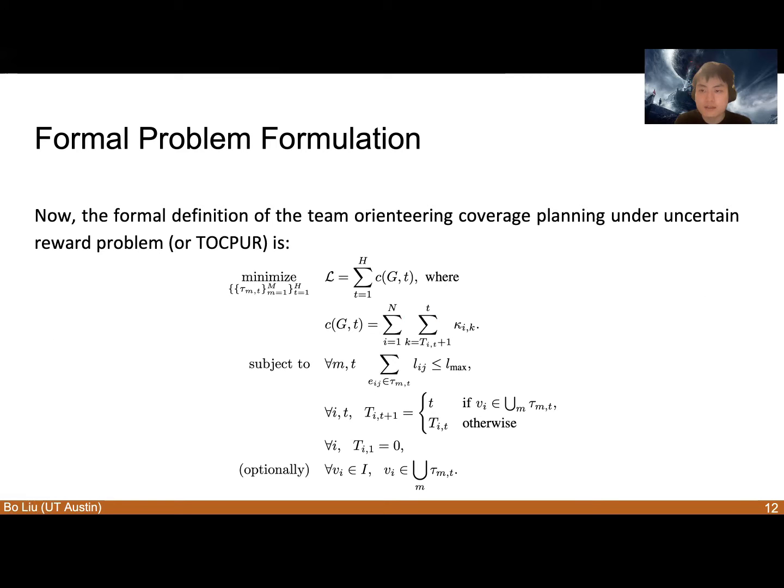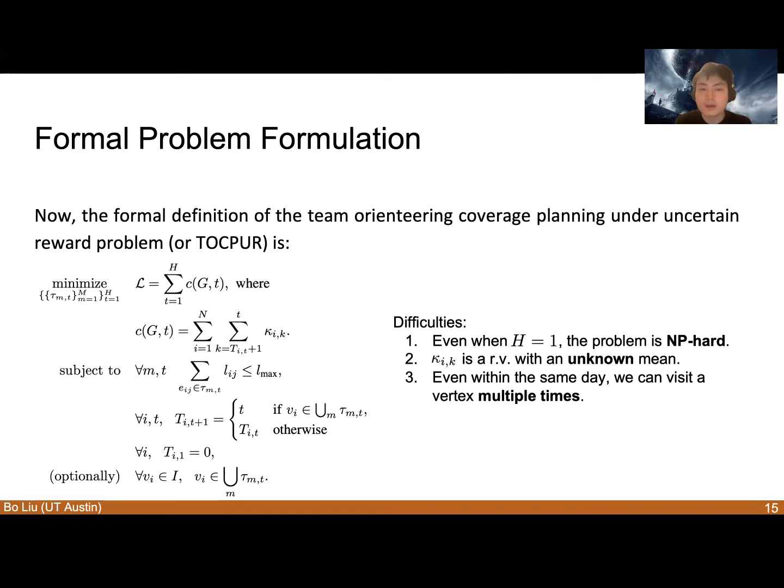Now we are ready to present the problem formulation in mathematical language. We call our problem the team orienteering coverage planning under uncertain reward, or TOCPUR. The objective is to minimize the sum of costs on the graph. And then we have those update rules and constraints mentioned before. Optionally, we might have a subset of vertices, which we call the must-visit vertices. Basically, we have to visit all of them every day.